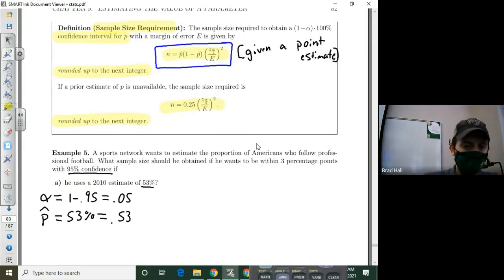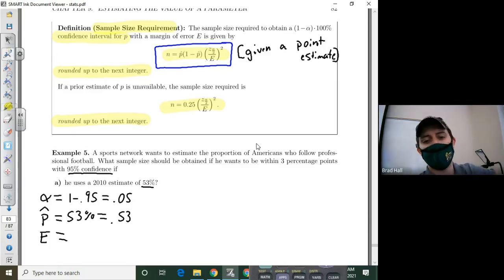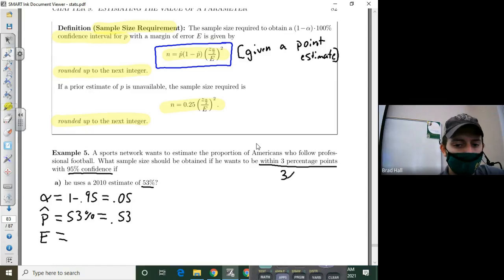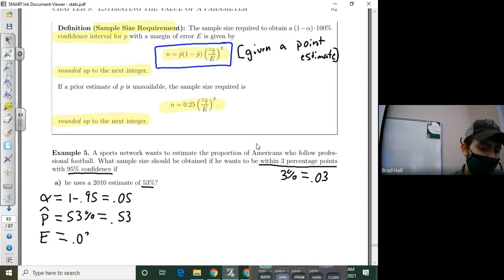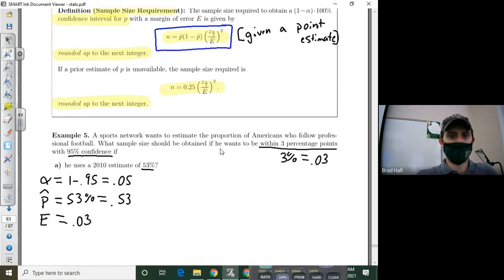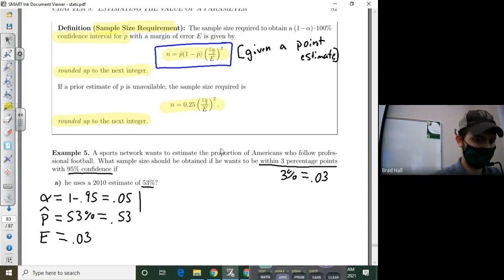So what else do we need in this formula? We need the error. We need E. That's the last thing we need here. And then it says that they want the error to be within 3 percentage points. Well, 3 percentage points, that's 3% as a decimal, 0.03. And now we have all of our required values, which means we can use the formula.